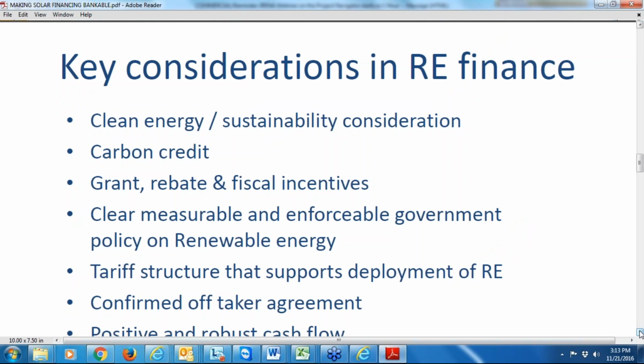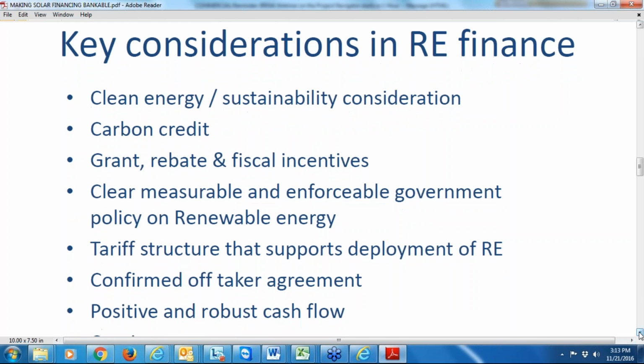Now I will go to the key considerations that you have in financing renewable energy. Some of these issues I may not repeat because previous presenters have mentioned them: clean energy, sustainability consideration, the carbon credit, the issue of grant or rebate, and fiscal incentives, which are very key in the developing economies. Clear, measurable and enforceable government policy on renewable energy.